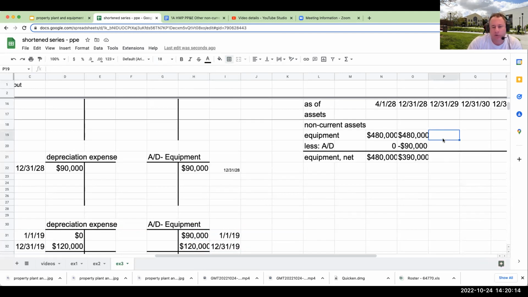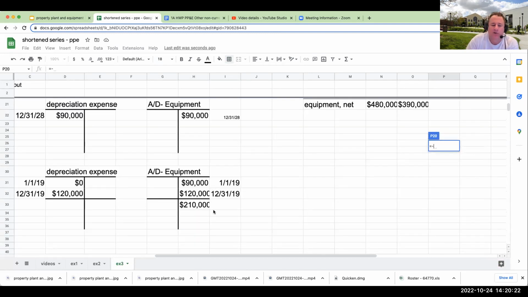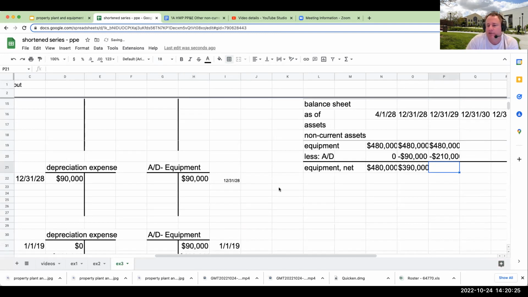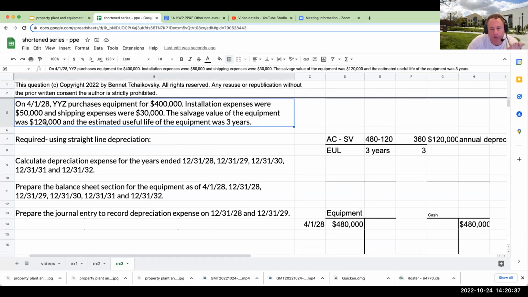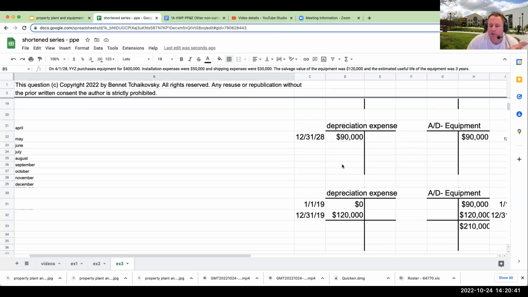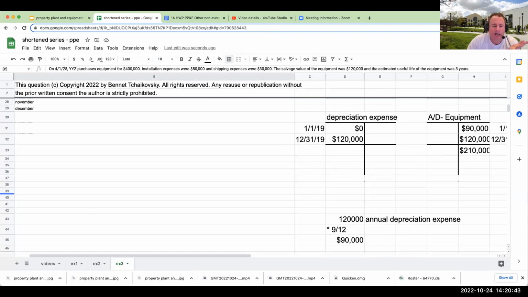Now, 12/31/29, my balance sheet presentation, my accumulated depreciation is no longer 90,000. It's now going to be 210,000. So my equipment net is going to be 270,000. Whenever we're looking at this number, we have to make sure that this equipment net never drops below 120,000. I can never go below my salvage value. Okay, let's go ahead and take a look at the next year.